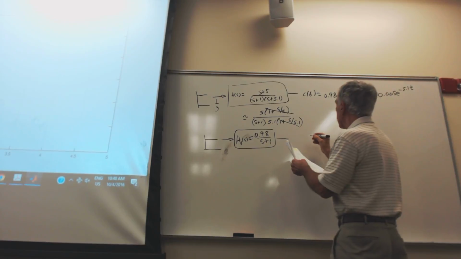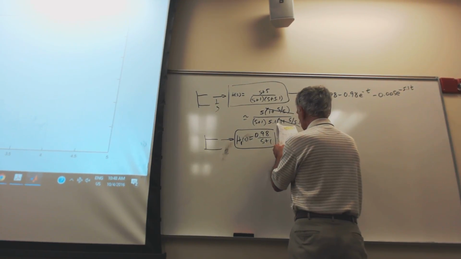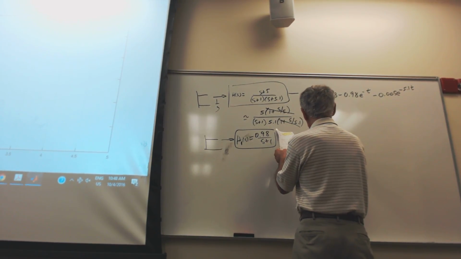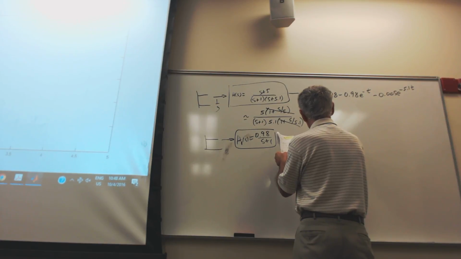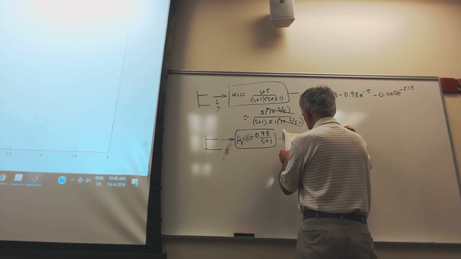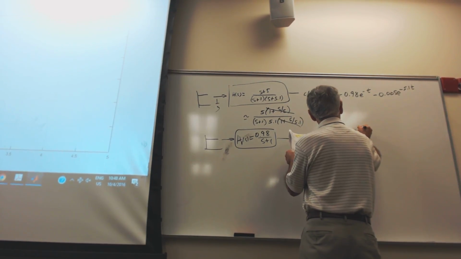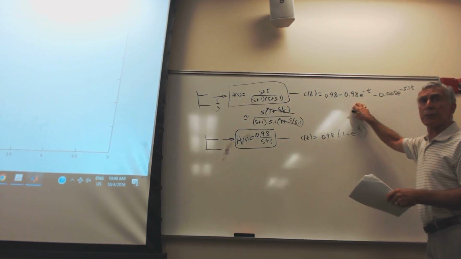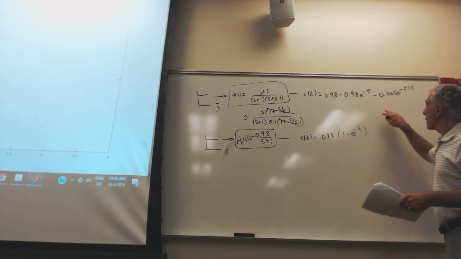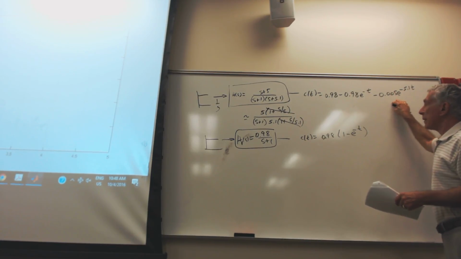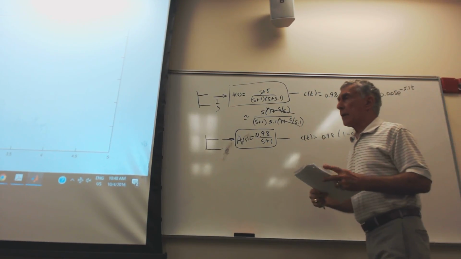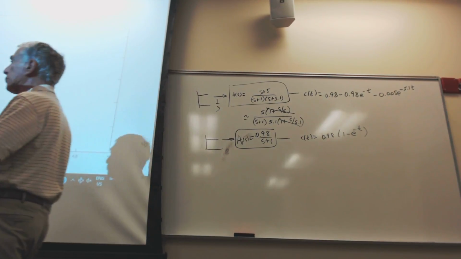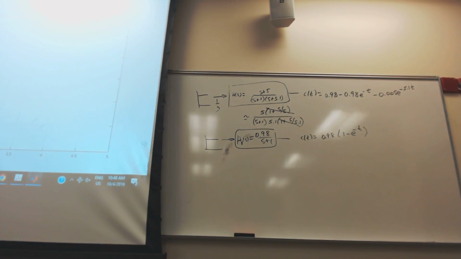Okay, and in this case, the c of t is equal to 0.98 times (1 minus e to the minus t). So it looks like the first two terms here. Okay, and so this term here, that's the other one that I plotted. That is really the only difference between the two.